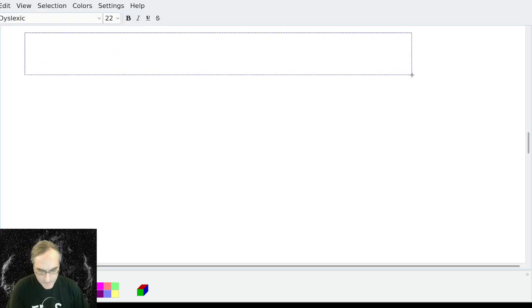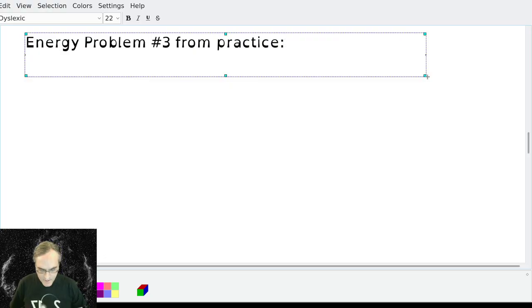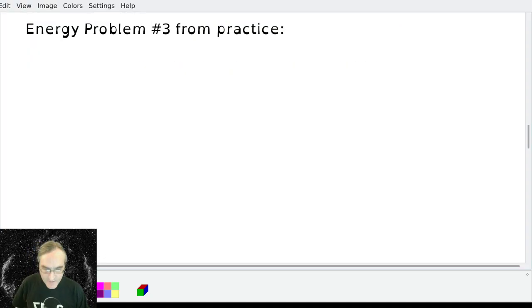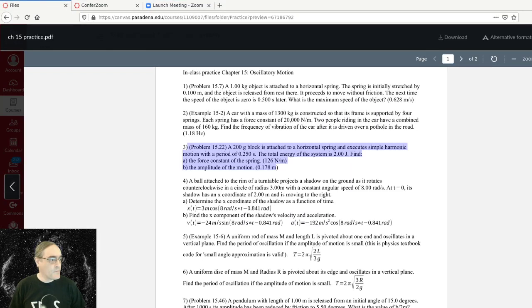Alright, this is going to be an energy problem example. Number 3 from practice. As always, you should be trying these problems for yourself at some point, so you have experience with how all of the different pieces fit together. So, let's take a look at the problem. It's going to be, I believe, right over here.